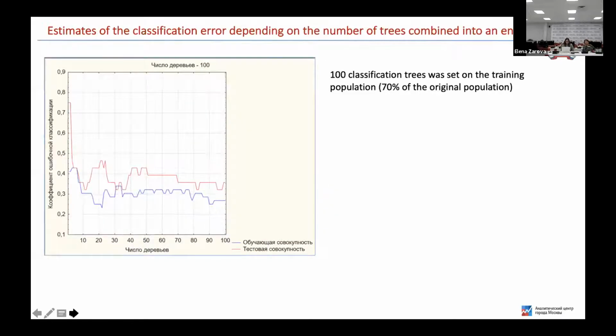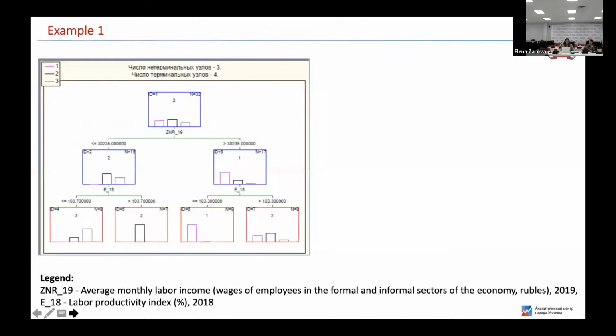After that, there was an estimation of the classification error, and according to the graph, you can see how the coefficient of classification error went. The classification consisted of 100 trees, and it was 70% of the original population. Here are given a few examples of the decision trees.